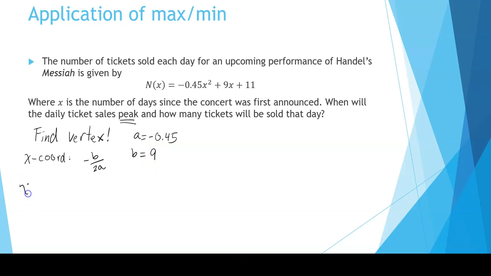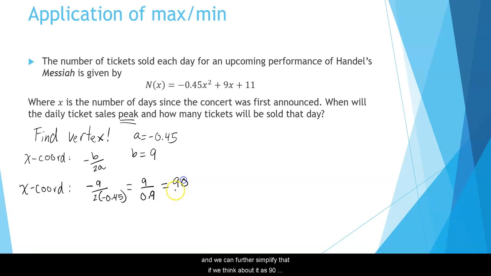So to find the x-coordinate of the vertex, we're going to do negative 9 divided by 2 times negative 0.45. This becomes 9 divided by 0.9, because negative divided by a negative is a positive, and we can further simplify that. If we think about it as 90 over 9, it simplifies to 10. The x-coordinate of our vertex is 10.